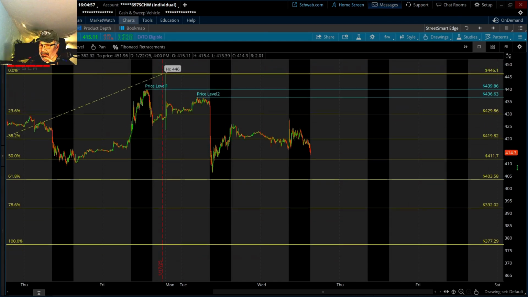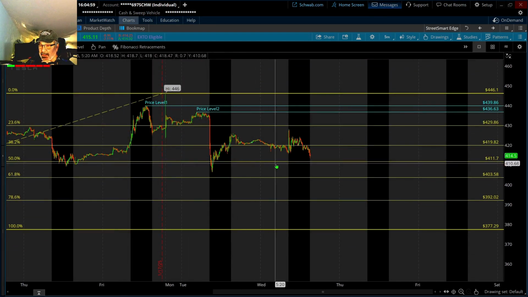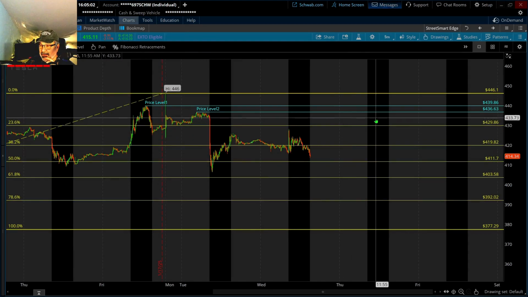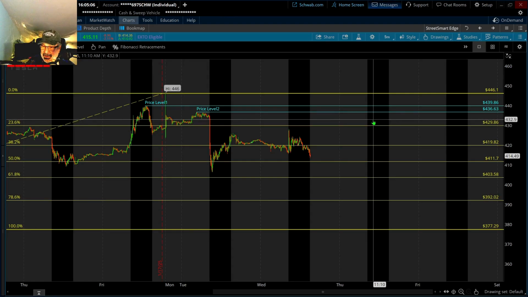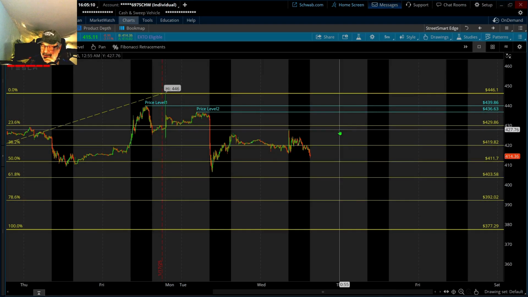The worst time to trade it would be if you opened and it was right up in here, like in the 430. Because then I don't know which way it's going to go. I have the same problems. I start looking at the indicators. I start drawing different trend lines and things like that to try to figure out where it's going to go.